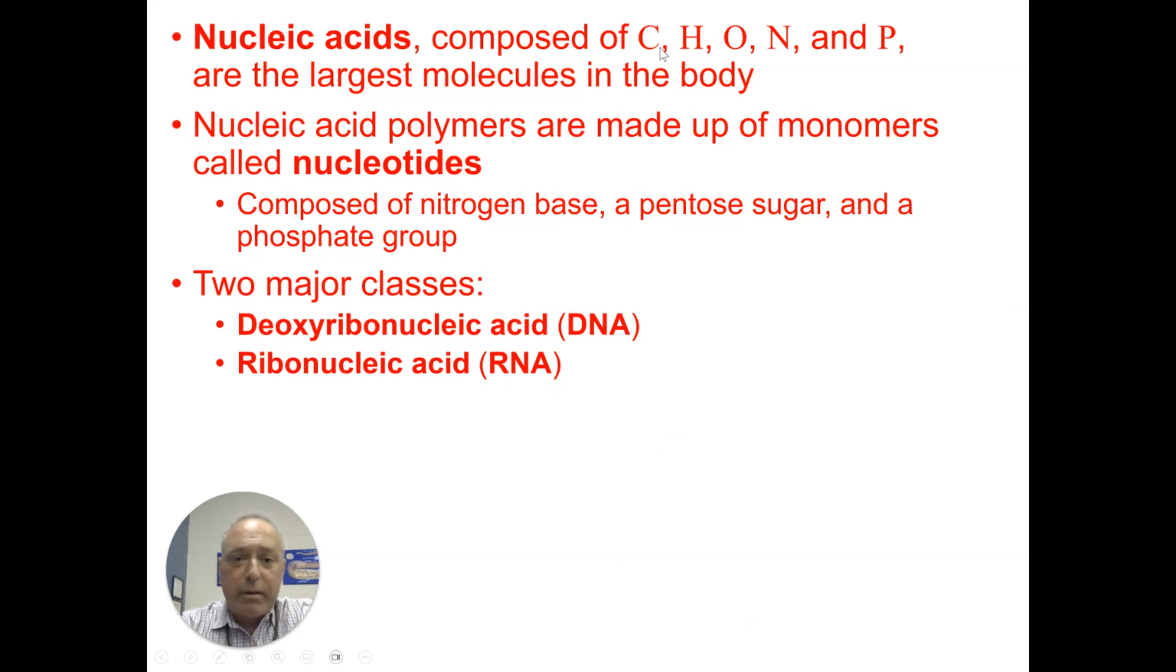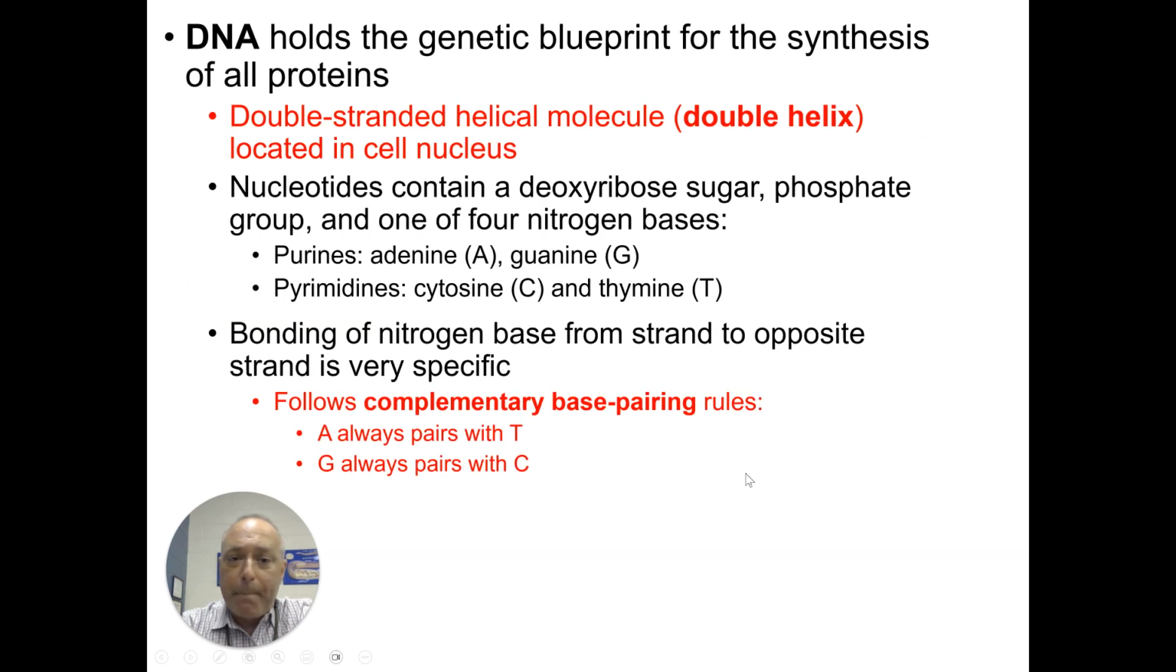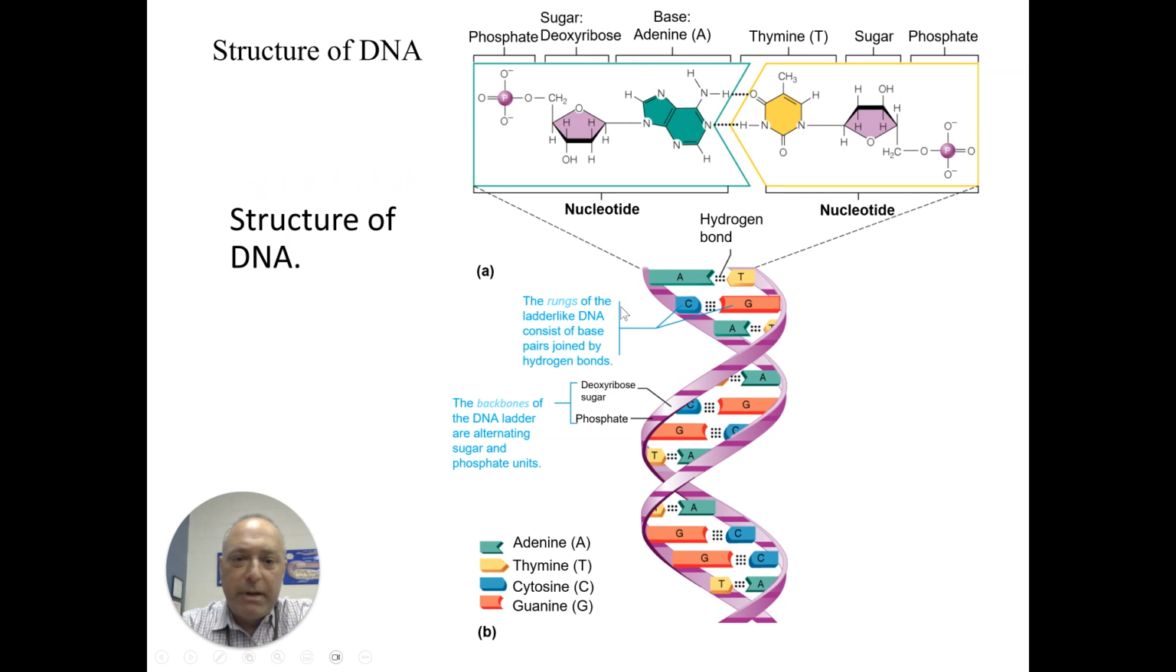Okay, finally, nucleic acids, composed of C's, H's, O's, N's, and P's. These are the largest. They're made of nucleotides. They form deoxyribonucleic acid and ribonucleic acid, which we'll talk about. DNA is double-stranded, it's a double helix, and there are different nitrogenous bases with rules like A always bonds with T, G always bonds with C. A is adenine, G is guanine, C is cytosine, T is thymine. That's for DNA. And so here we've got our two strands. This is our DNA.